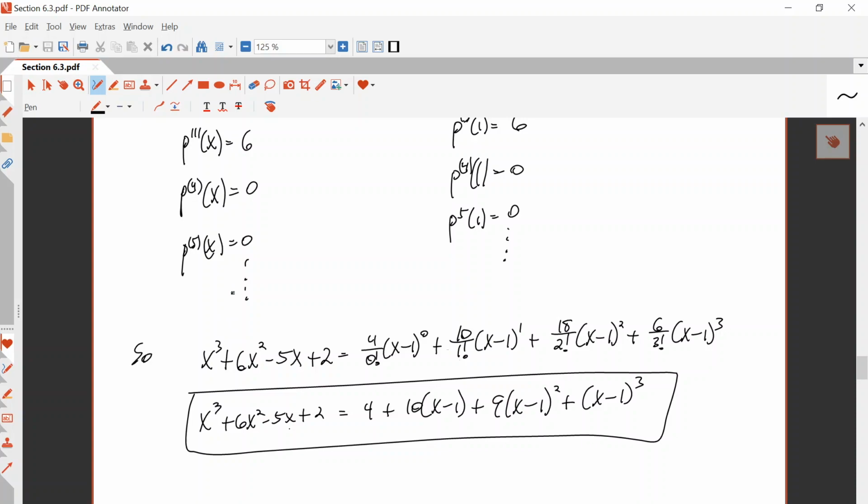So, a couple of examples of Taylor series and Maclaurin series there. So now let's turn to the question of why the Taylor series is equal to its function, as long as you have those derivatives.